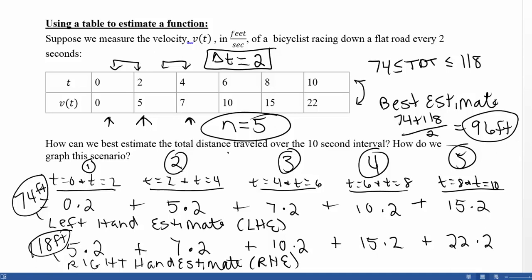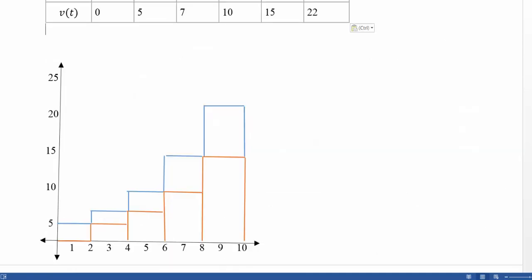So let's look at a picture of this and see if we can visualize what's going on in this scenario. Our picture here is a graph of your velocity versus your time. Remember, all of our times were in 2-second intervals. So you can see here that we're determining what's happening between 0 and 2, 2 and 4, 4 and 6, 6 and 8, and 8 and 10.